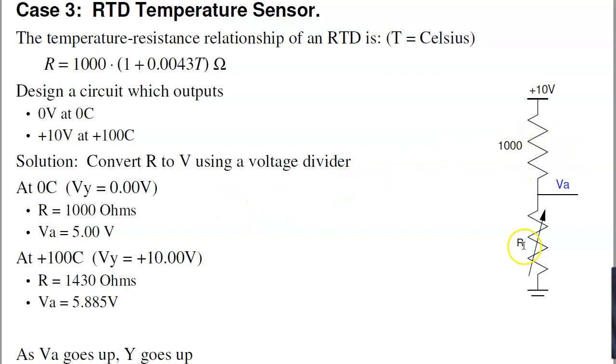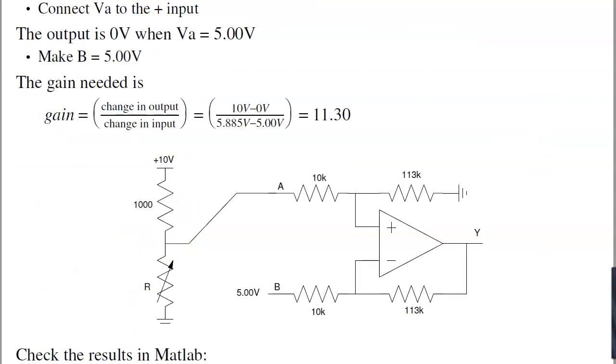At 0 degrees C, R is 1,000, so VA will be 5 volts. At 100 degrees C, R becomes 1430 ohms. Again, not a huge change, but there is a change there, meaning the output VA goes to 5.885 volts. Note that as R goes up, VA goes up. As VA goes up, the output goes up. Here's a positive correlation, so I connect to the plus input on the instrumentation amplifier.